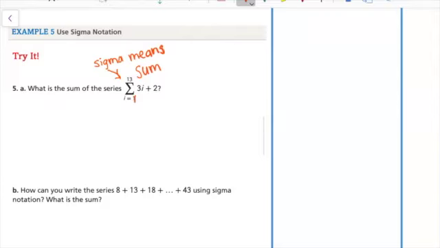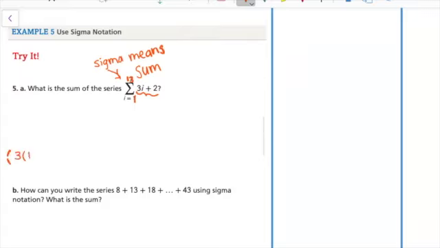saying that you're going to start with the first term and go up to the 13th term, where you're going to plug in or substitute in that number all the way up to 13 and then add them all together. So that sounds confusing. Let me at least start it so that you get the idea here.